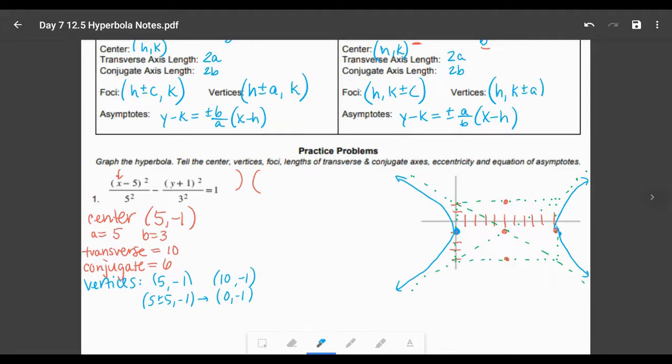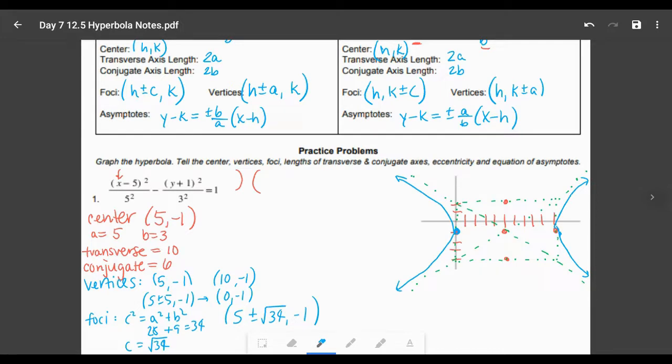The next thing we're going to look at are, what about the focal points? So for the foci, we need to find c, and c squared equals a squared plus b squared. a squared is 25, b squared is 9, so that gives me 34, which means that c has to equal the square root of 34. So my focal points are 5 plus or minus the square root of 34, negative 1. All right, so the square root of 34, it's not quite 6, but it's bigger than 5. We can use our calculator to verify that.